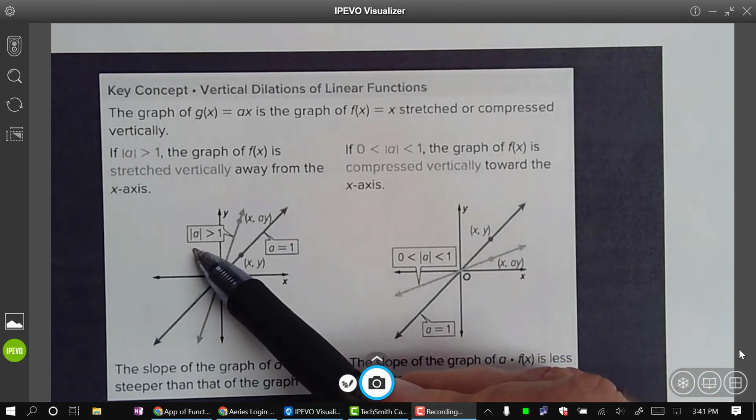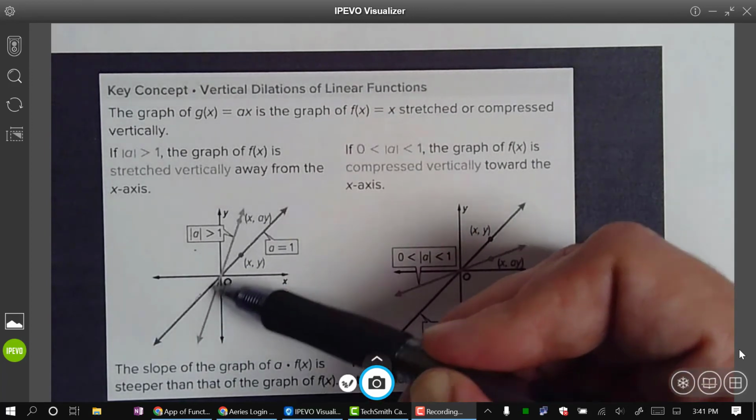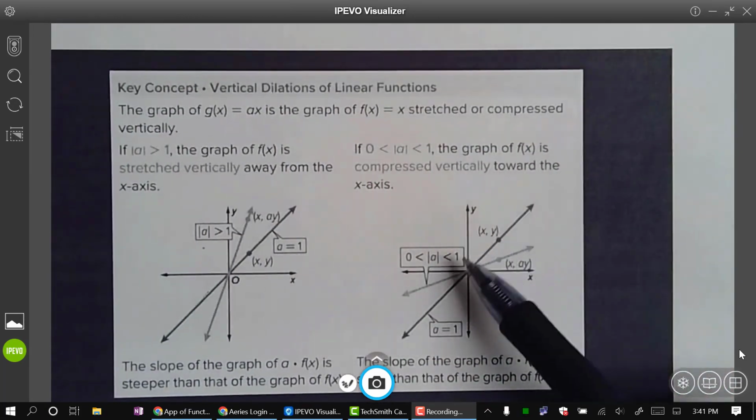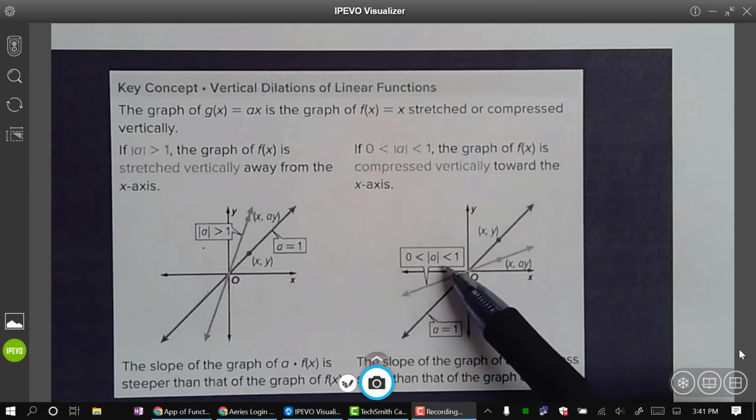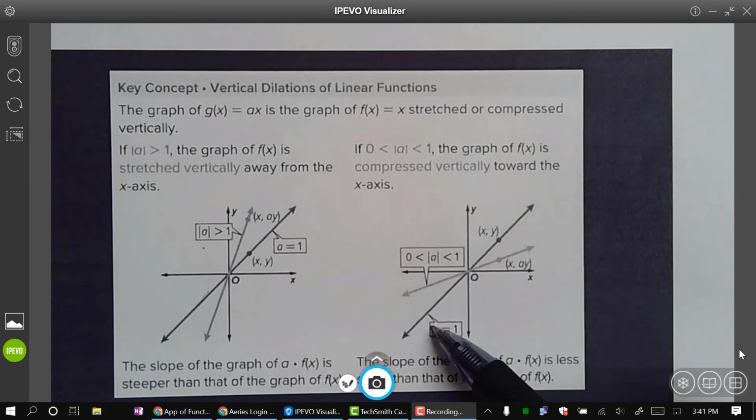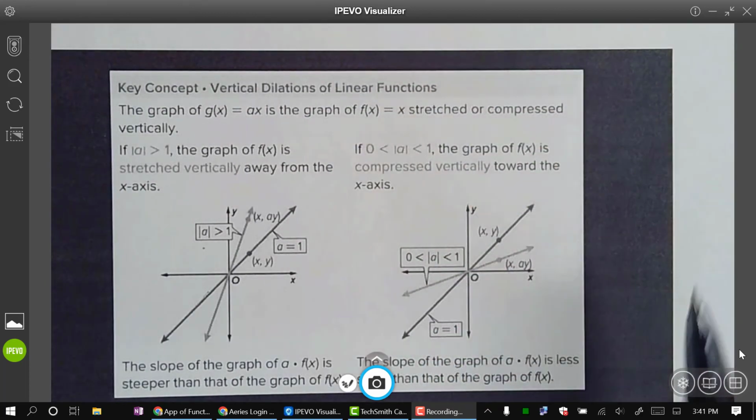If the absolute value of a is greater than 1, then it's going to stretch it out. It's going to make it longer. Where a is between 0 and 1, meaning it's a fraction less than 1, it's going to compress it. It's going to make the graph tighter.